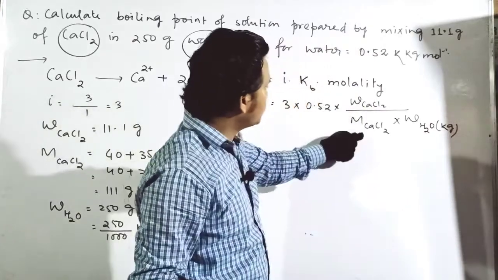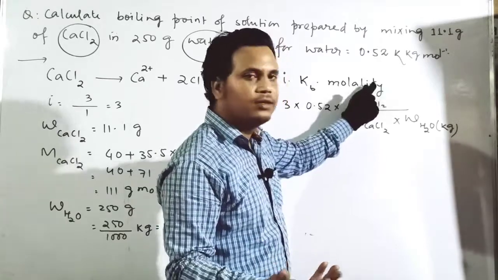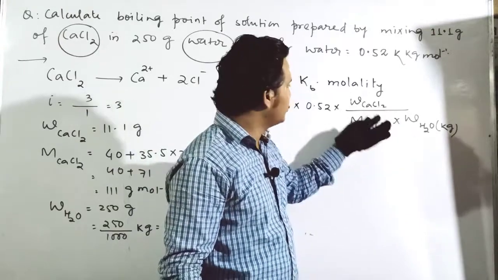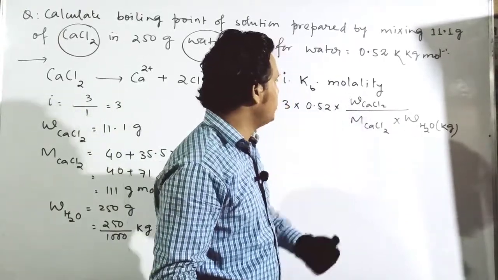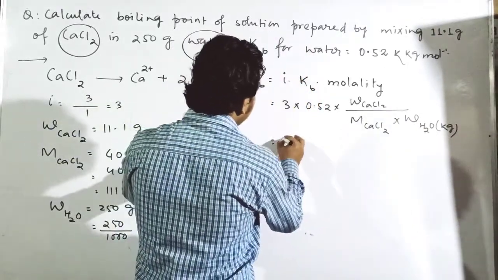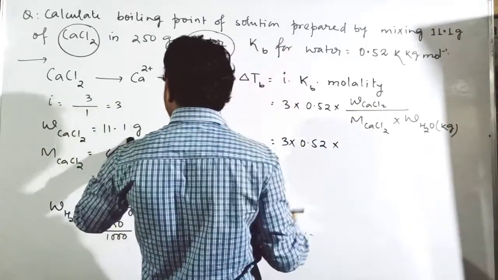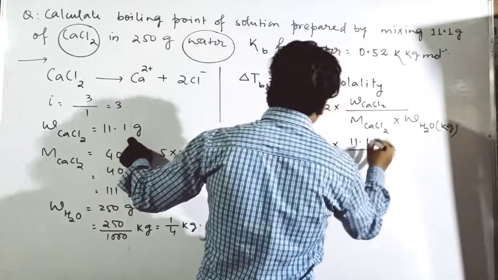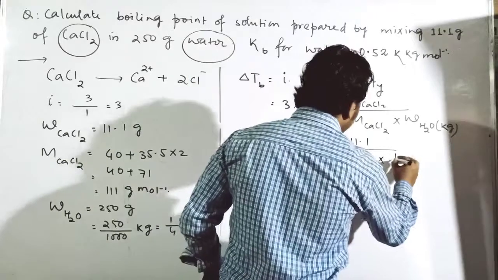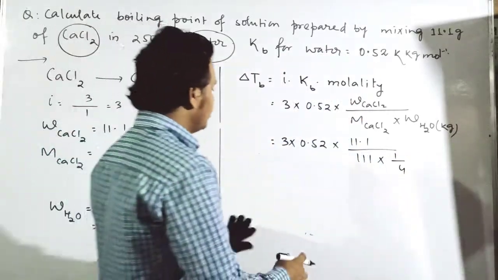Molality is the number of moles of solute divided by the mass of solvent in kg. What is the solute? Calcium chloride. How can we find moles? Given mass by molar mass, divided by the mass of solvent in kg. Okay, give the values: 3 into 0.52 into the given mass of calcium chloride 11.1, molar mass is 111, mass of water in kg is 1/4. So we have converted it into kg. It was in gram, we have converted it to kg.